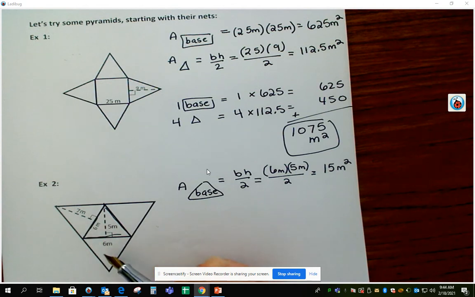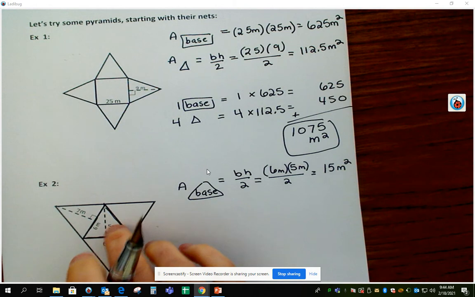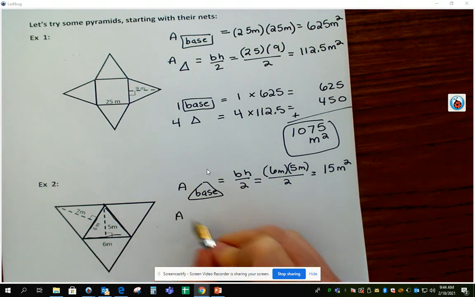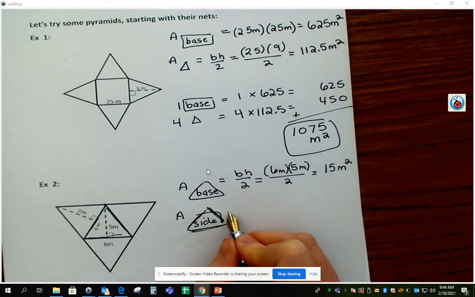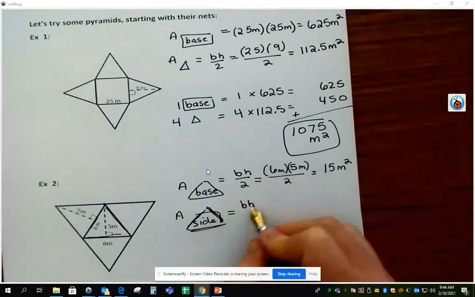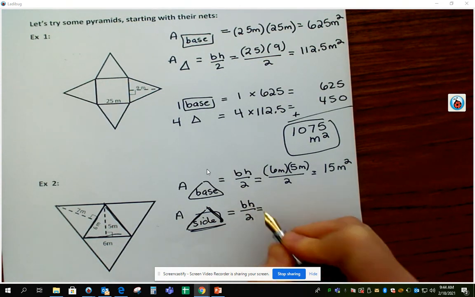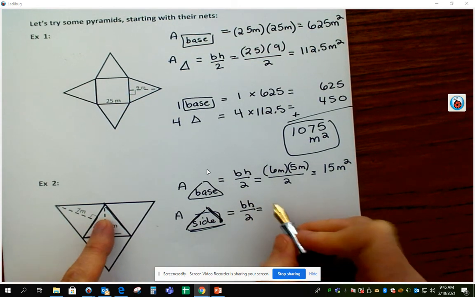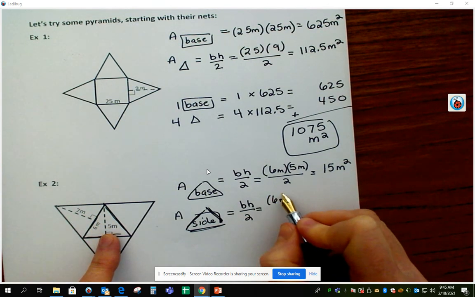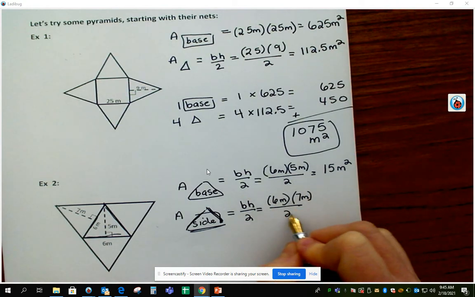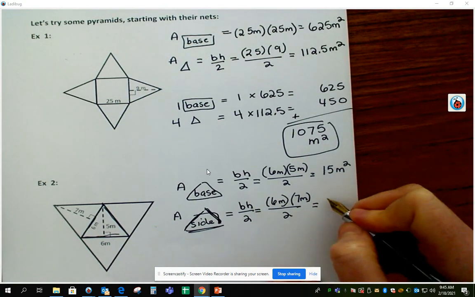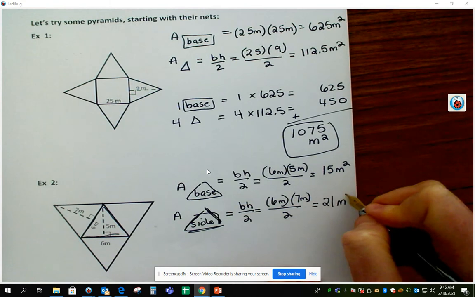And then all my side triangles are the same as each other, but they're not the same as the middle. So you always want to check and don't just assume that they're all the same. Oops, that should be a triangle, excuse me. So here, again, it's a triangle, so base times height divided by 2. The base of my side triangles are 6, but the height are 7. So 6 times 7 divided by 2 would be 21 meters squared.